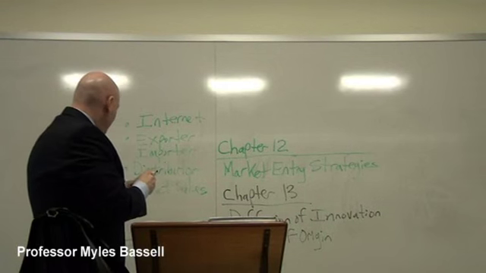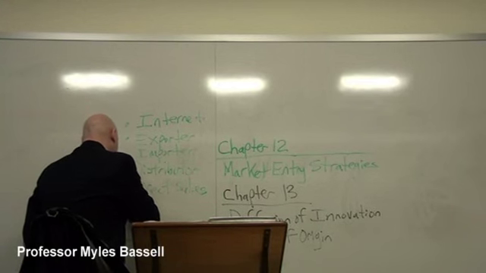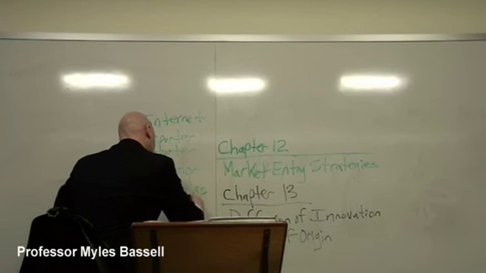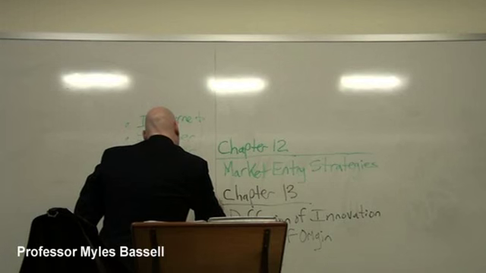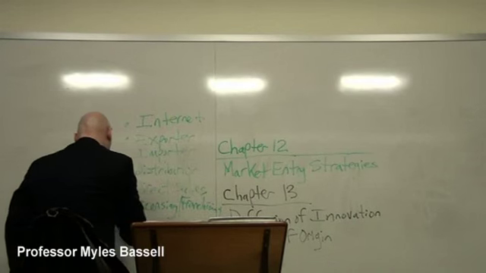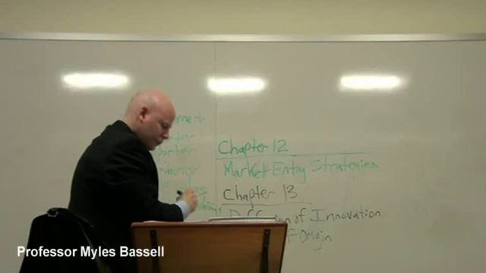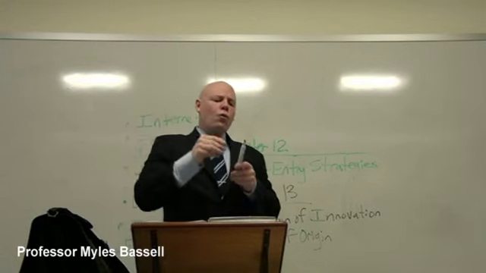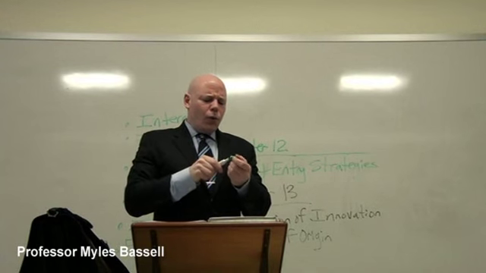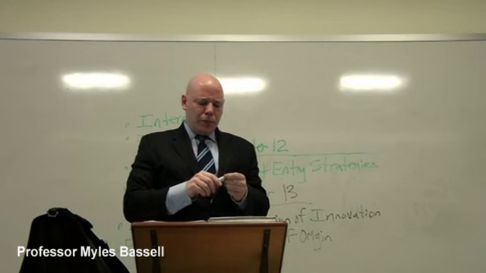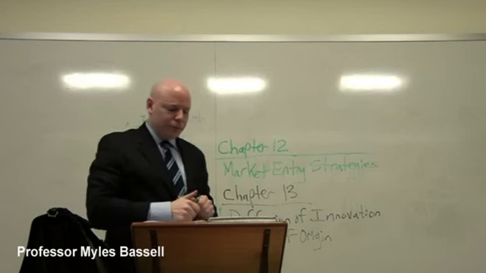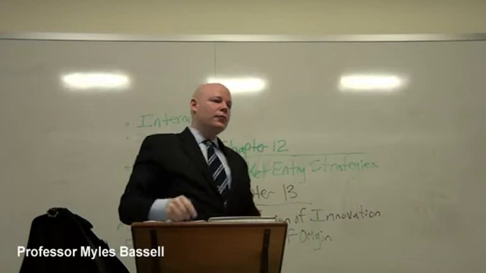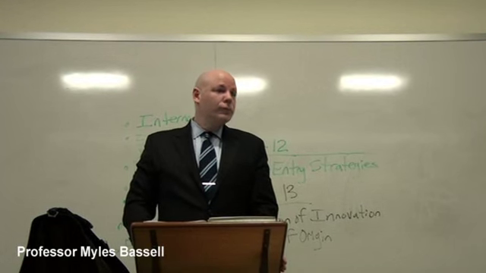What are we missing here? Daniel also, I think, mentioned licensing, franchising. Joint ventures. Right, joint ventures. What is the issue with licensing? What would, go ahead. I was going to say maybe a little bit of loss of control.